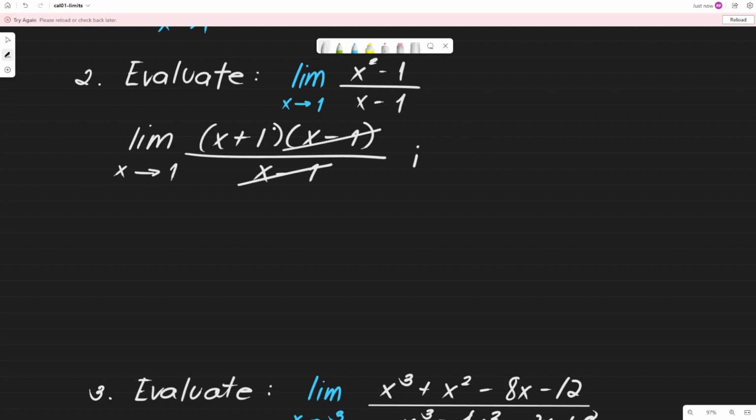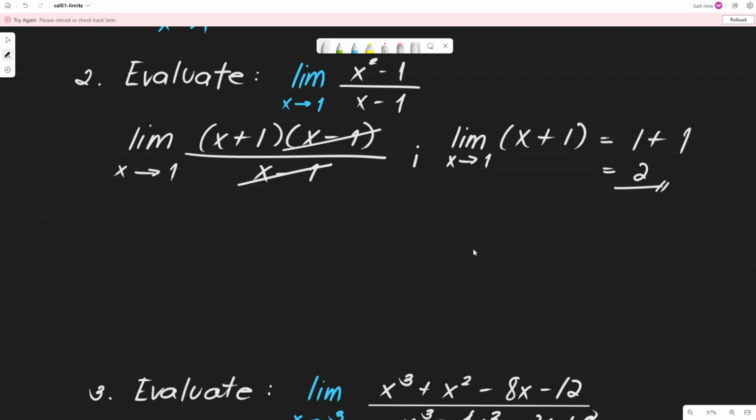Actually, this function is equivalent to this function. So the limit of the function x plus 1 as x approaches 1. So substitute na natin. So we have 1 plus 1. So therefore the limit of the function x plus 1 as x approaches 1 is 2. So ayan. Okay? So that is how we solve.